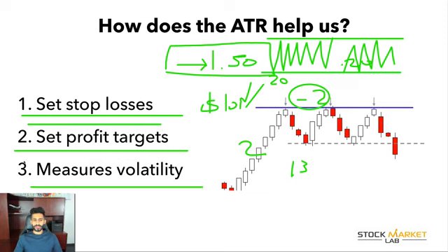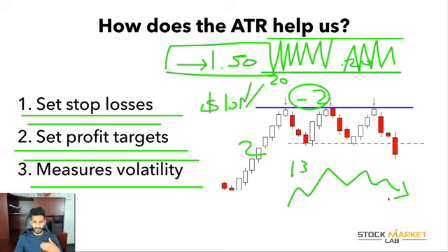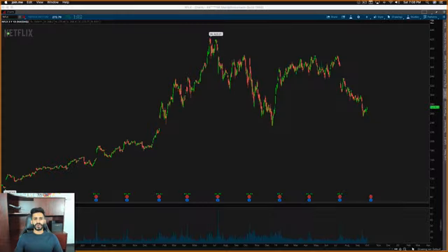And then finally, it measures volatility. Is volatility increasing? Is volatility decreasing? So I'm going to open up a chart and show you guys how to set up the ATR and how to actually use it, and I'll show it to you on a real example right now. All right, so right here we're looking at Netflix. We're looking at a 3-year, 1-day chart. As you guys can see, I don't have the ATR on. I don't have any indicator.